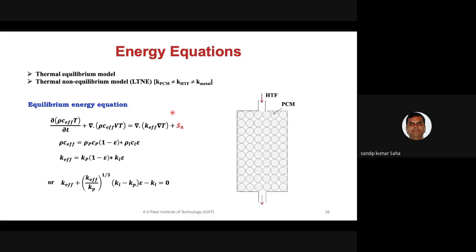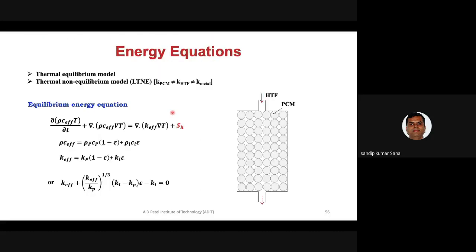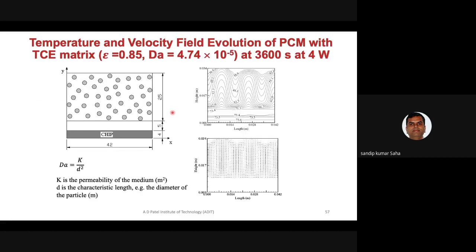When you use the equilibrium model, it is very easy because you are assuming everything as one single fictitious material and using the equilibrium energy equation. This is one example of that equilibrium model. I have simulated the metal balls in this phase change material, and then I calculated the velocity distribution as well as the temperature distribution in the domain.